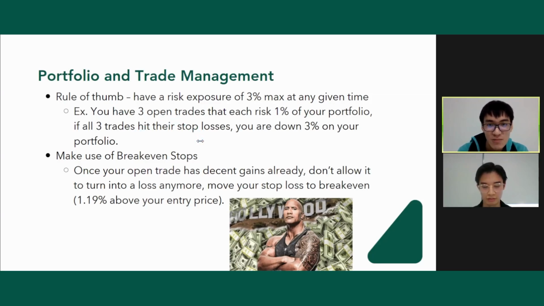You're only risking 3% at a time so that you can live to see another day, right? You can trade again, di ba? Even though you're in a losing streak, it's fine, di ba? Because your losses are very tempered lang. The next thing that will really make a difference in your risk management is using break-even stops, di ba?